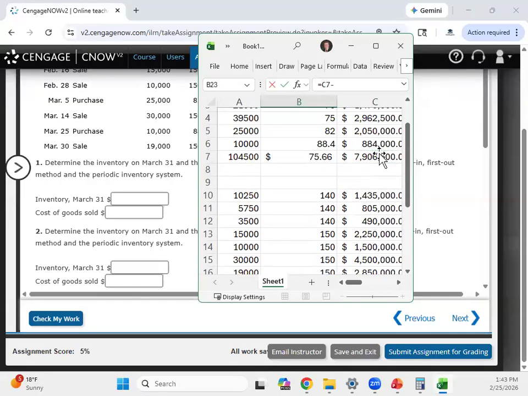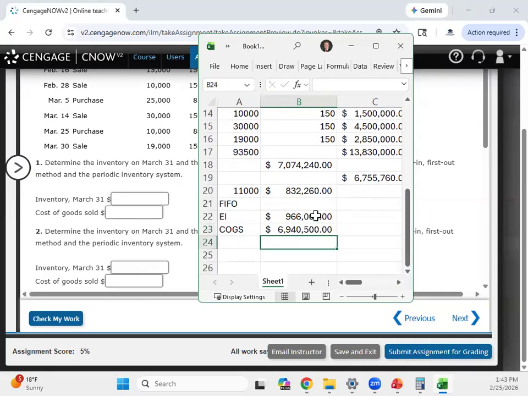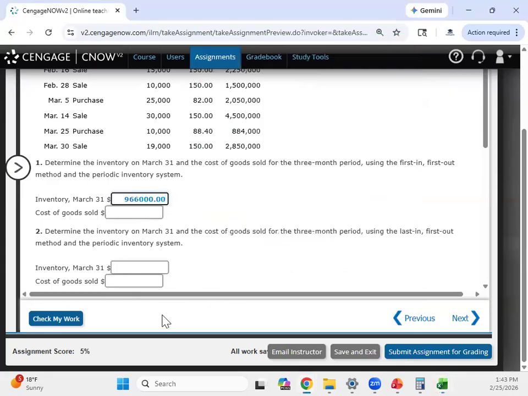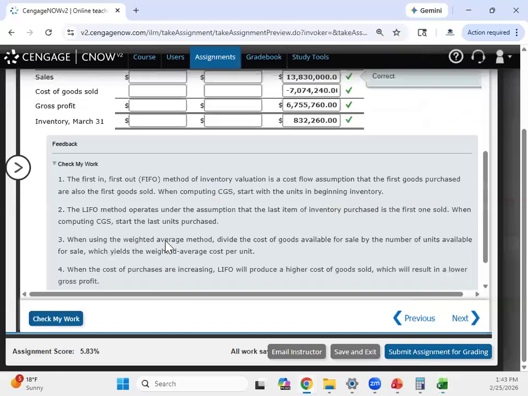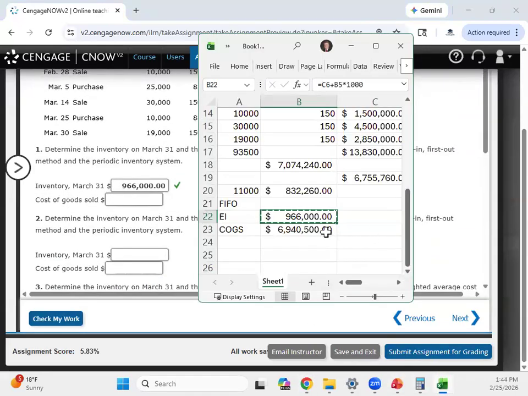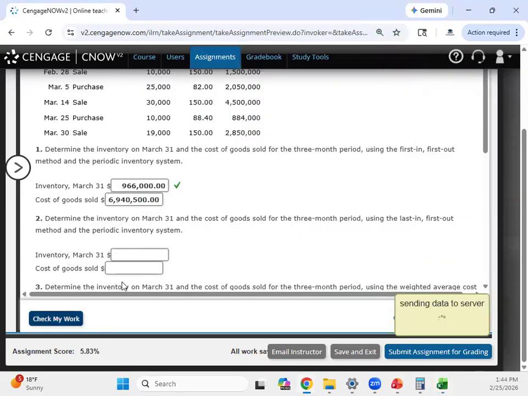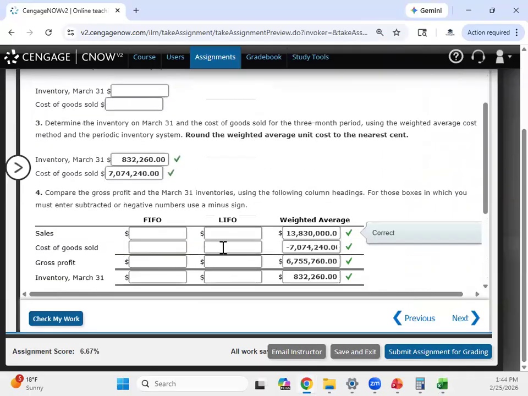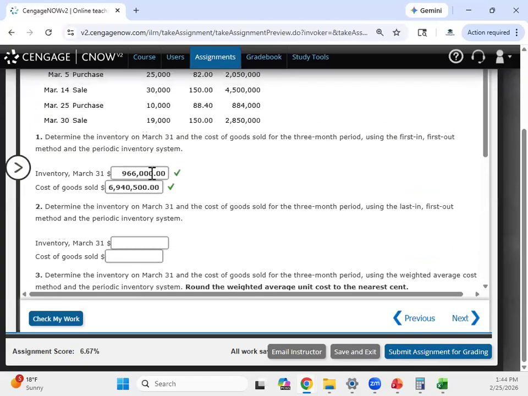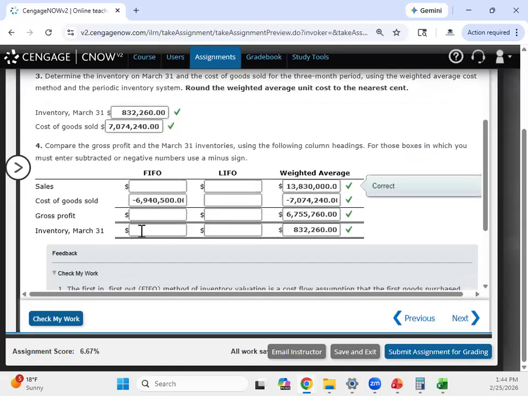We get our cost of goods sold by taking goods available for sale minus our ending inventory. So our ending inventory here should be there. Our cost of goods sold is 6,940,000. And then we have to enter that as a negative for our cost of goods sold here. Our ending inventory is the same. Our sales are the same as weighted average.